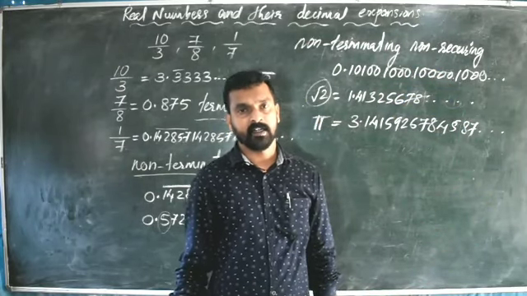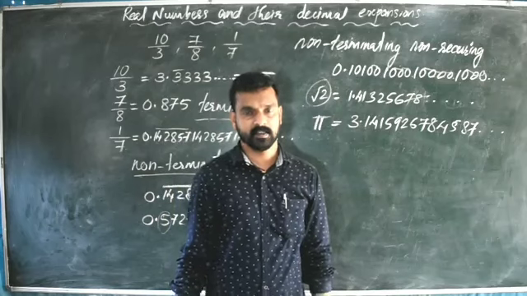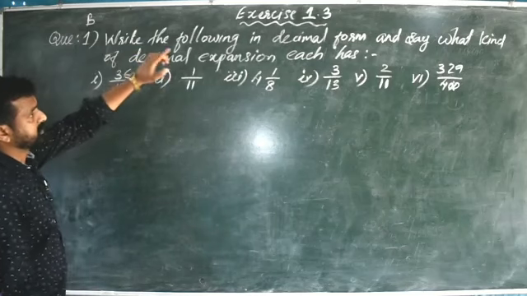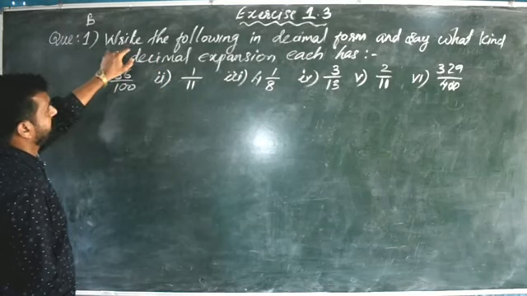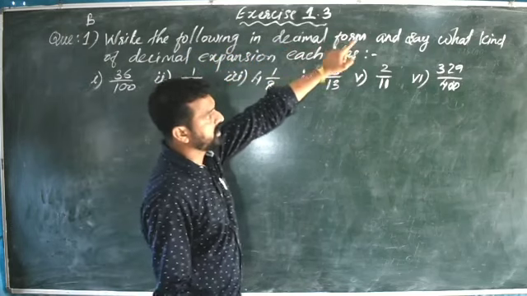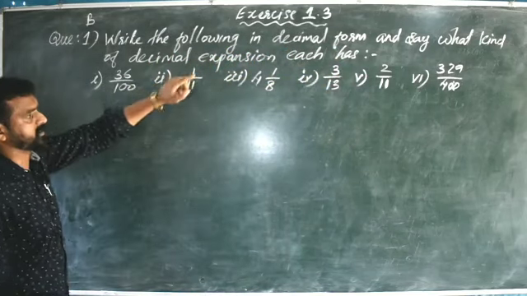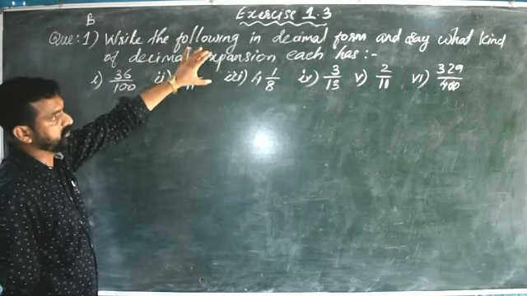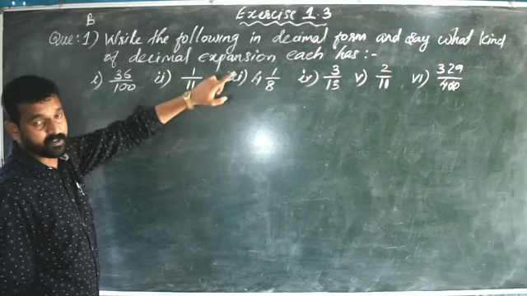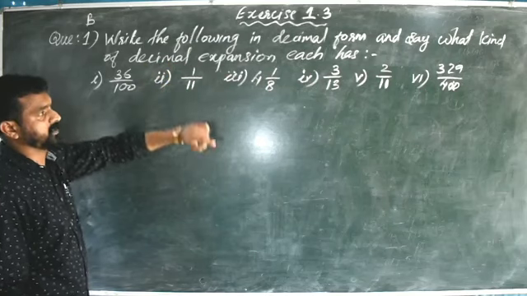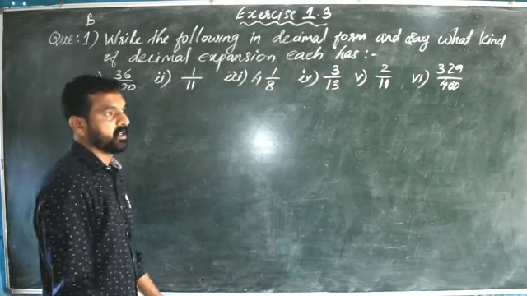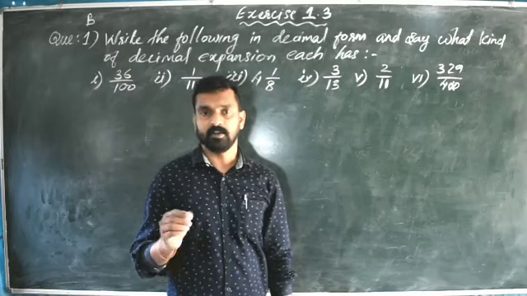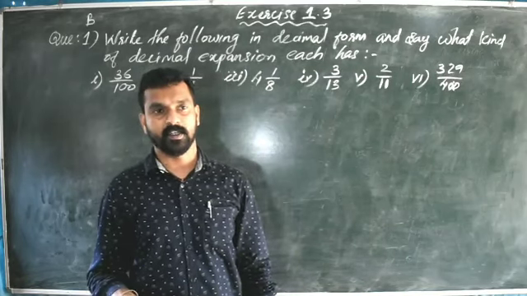Okay, now let's see the next exercise, exercise 1.3. Question number 1: write the following in decimal form and say what kind of decimal expansion each has. First we have to make it a decimal form, and we have to say what kind of decimal expansion each has, whether it is terminating, non-terminating recurring, or non-terminating non-recurring.